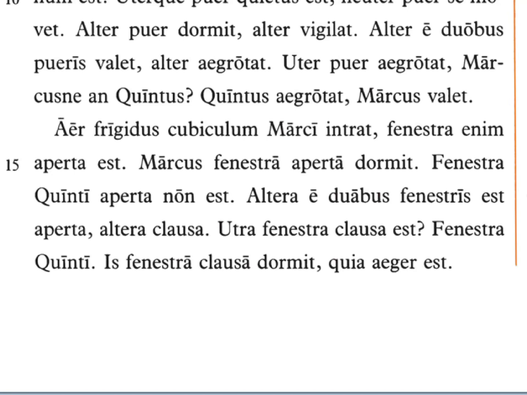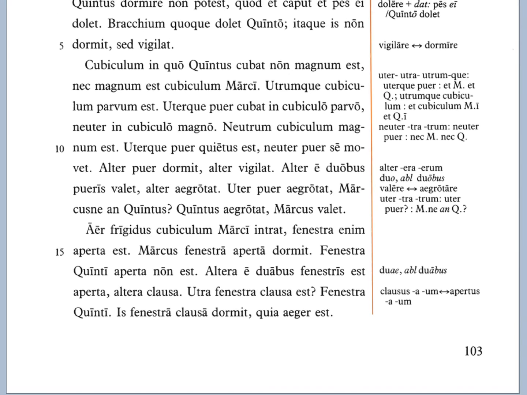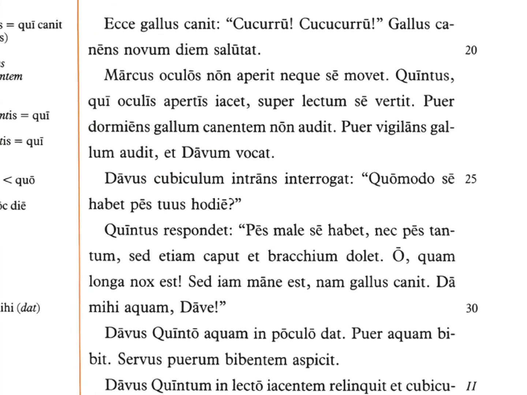Altera e duabus fenestris, one of the two windows, est aperta, is open. Altera clausa, the other closed. Utra fenestra clausa est. So here's that word uter, now this time in the feminine form, utra. Which window of the two is closed? Fenestra Quinti, the window of Quintus. Is fenestra clausa dormit? He sleeps with the window closed. Notice again the long A's, so thus with the window closed, ablative. Quia aeger est, because he is ill, is sick. And of course we would probably say he's injured rather than sick.